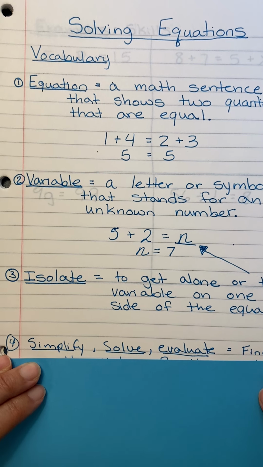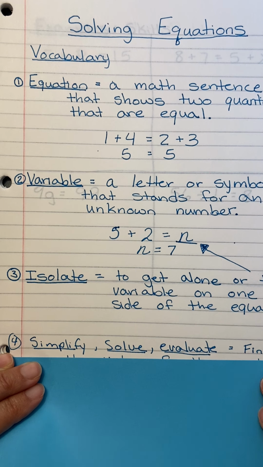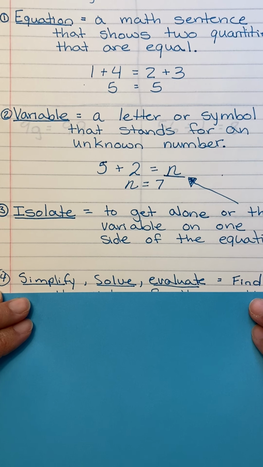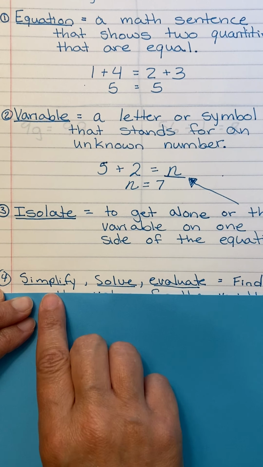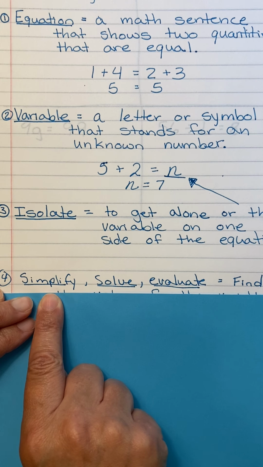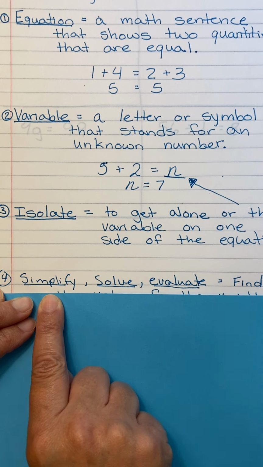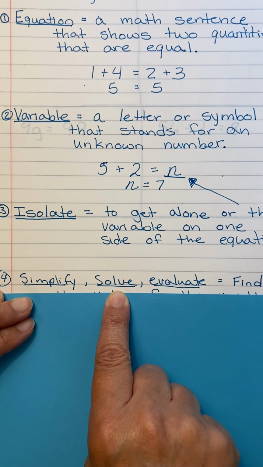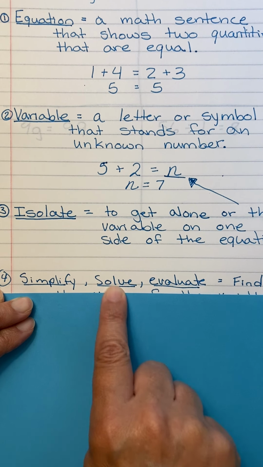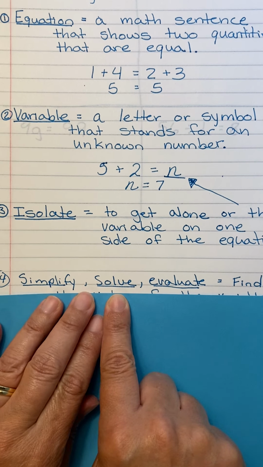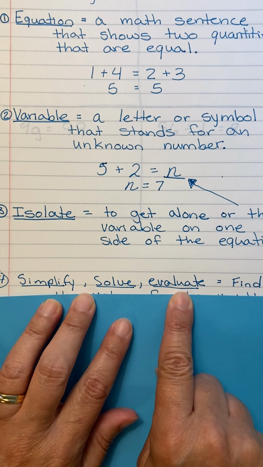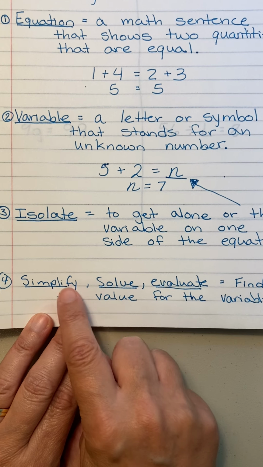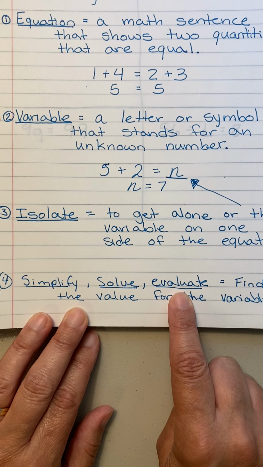The last thing are words that we're familiar with from our expressions, which is the directions in order to solve. It might say simplify the expression to solve for the variable. So here's that word solve for the variable. So whatever letter we're solving for, that is what we're talking about here. Evaluate also means to solve. So it means to find the value. Three different ways that you might be asked to solve an equation.